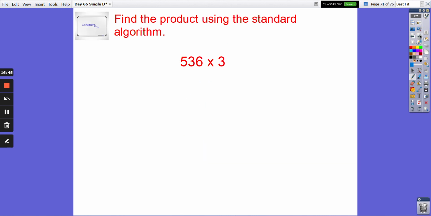Okay, go ahead and pause the video. Find this product using the standard algorithm. Here we go. 6 times 3 gives me 18. Write the last number below, the other numbers on top. 3 times 3 gives me 9 tens, and 9 tens plus 1 ten that I regrouped gives me 10 tens. So 10 tens is the same as 100. So I have a 0 here and I have a 1 in the hundreds place. 3 times 5 is 15, and 15 hundreds plus 100 gives me 16 hundreds. So 1,608 is our final answer.